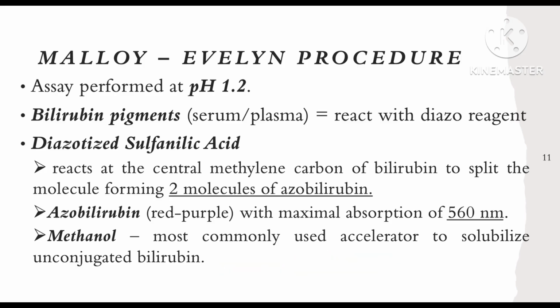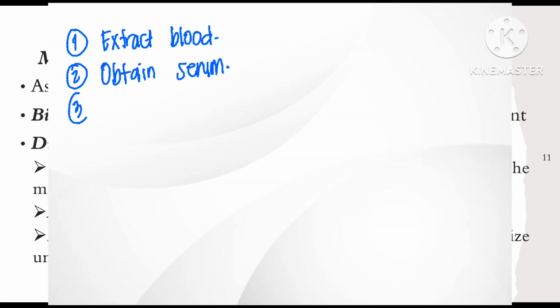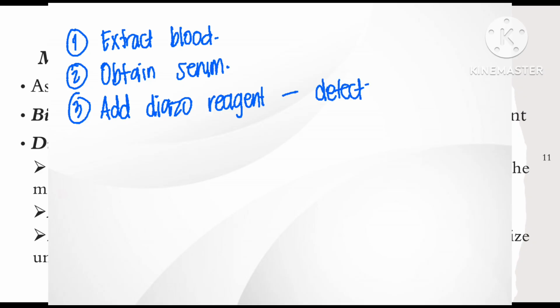The color intensity of the azobilirubin formed was then measured using a colorimeter or a spectrophotometer at around 540 to 560 nanometers. The procedure follows: you obtain the serum sample first and then add the diazo reagent. When you add this reagent, it forms a color reaction with conjugated bilirubin. So now you got the direct bilirubin.